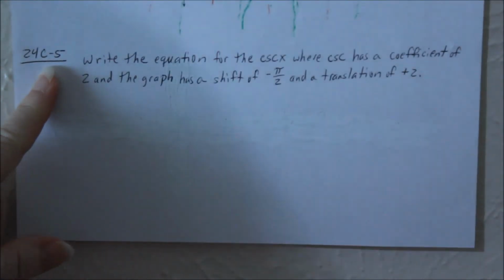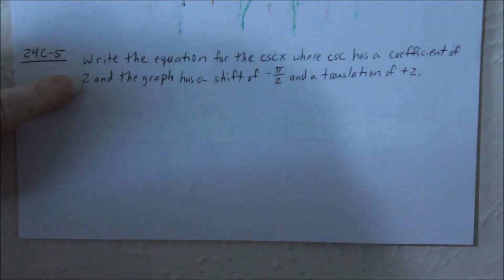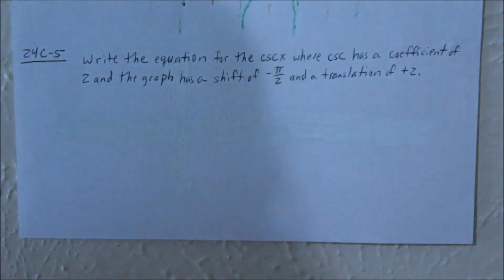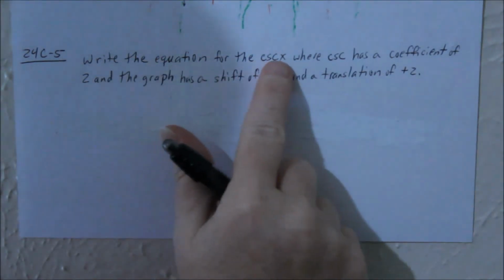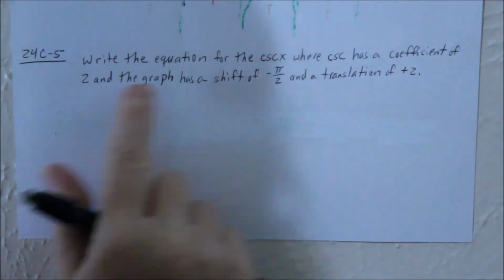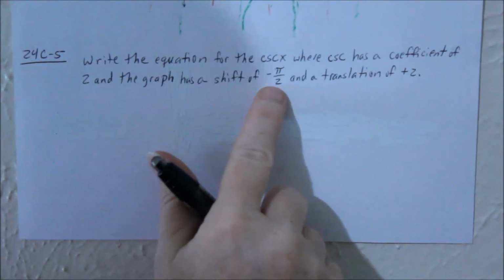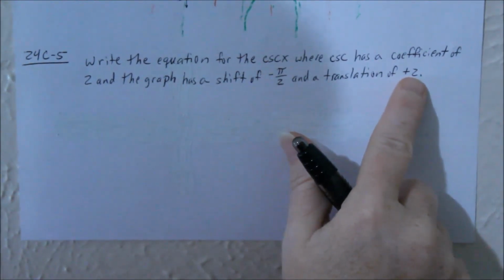Okay, we're looking at 24C5. Now they're going to give you in words what they want, and they want you to write the equation. This says, write the equation for the cosecant, where cosecant has a coefficient of 2 and the graph has a shift of negative pi over 2 and a translation of positive 2.